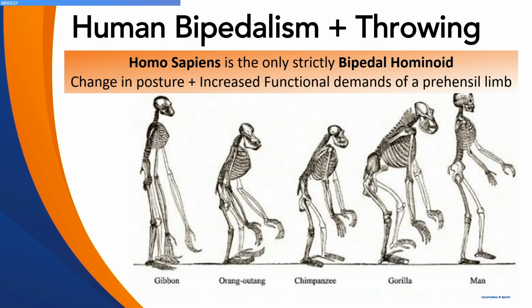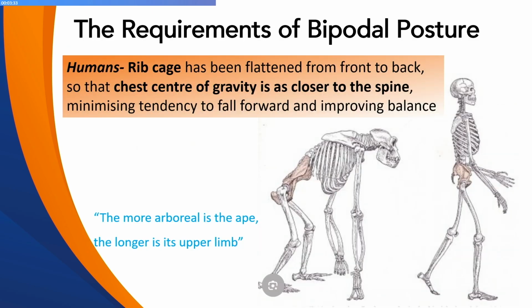Two things made the evolution of the shoulder like it is today. First is human bipedalism, and second is throwing movement. Homo sapiens is the only strictly bipedal hominoid, and there is first a change in the posture, and then an increased functional demand on the upper limbs. You can see the length of the arm of the gibbon compared to the gorilla and to the man.